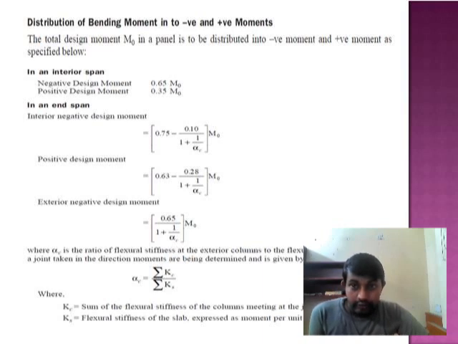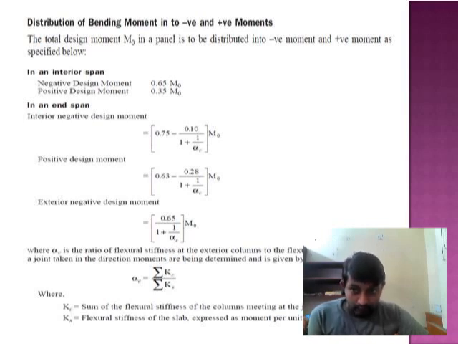In an interior span, negative design moment must be 0.65 M naught, where M naught is the total design moment in a panel. Positive design moment is nothing but 0.35 M naught, where M naught is the total design moment, same. In an end span, interior negative moment must be (0.75 minus 0.10 divided by 1 plus 1 by alpha c) into M naught. Positive design moment is nothing but (0.60 minus 0.28 by 1 plus 1 by alpha c) M naught.